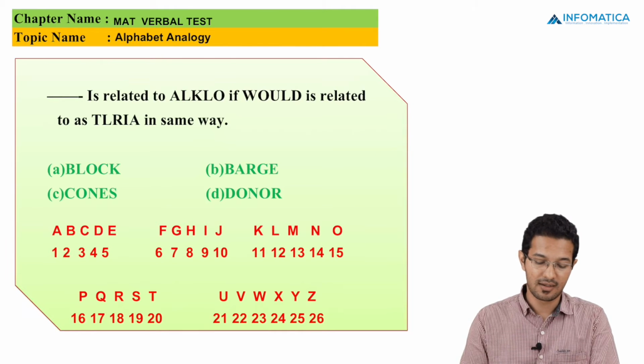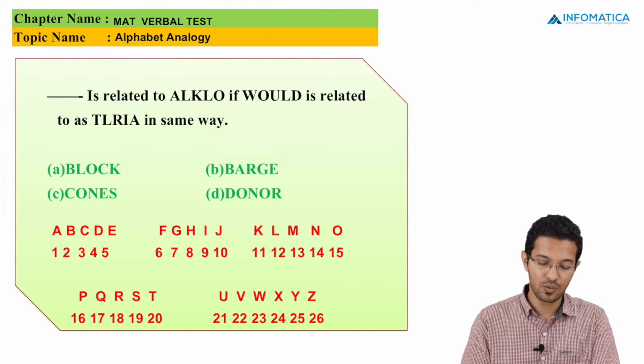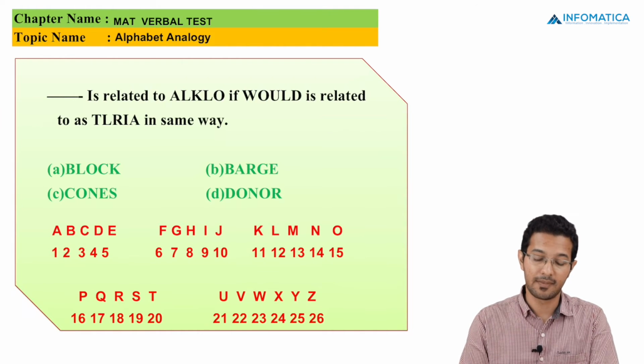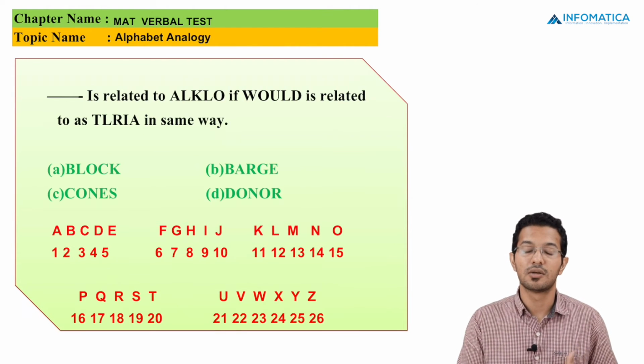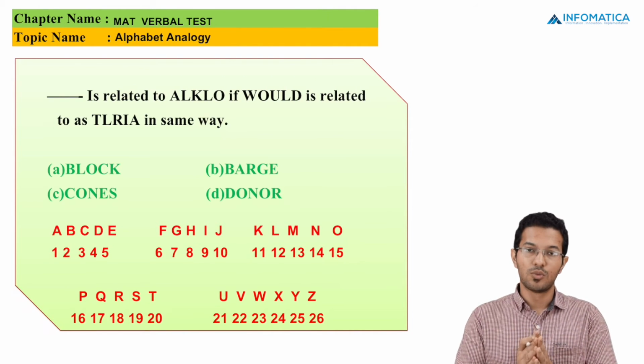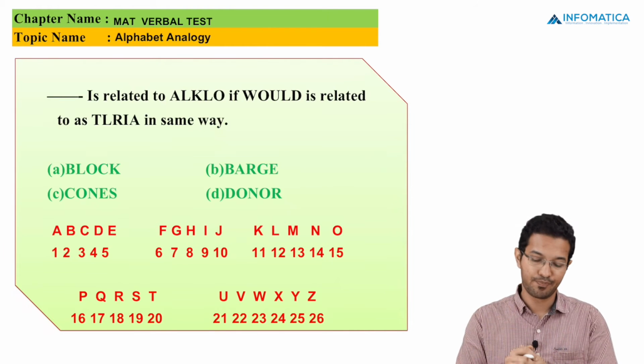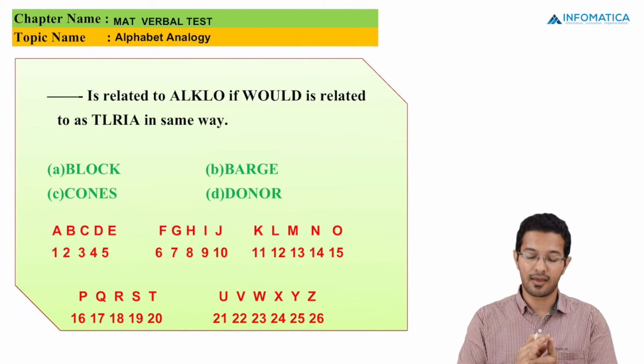Next question says that dash is related to ALKLO if WOOD is related to TLRIA in the same way. So now they have asked me, ये लोग मुझे पूछ रहे हैं कि ALKLO is related to what. तो मुझे एक पेयर दिया है इन्होंने, वो है WOOD और WOULD. It is related to TLRI.